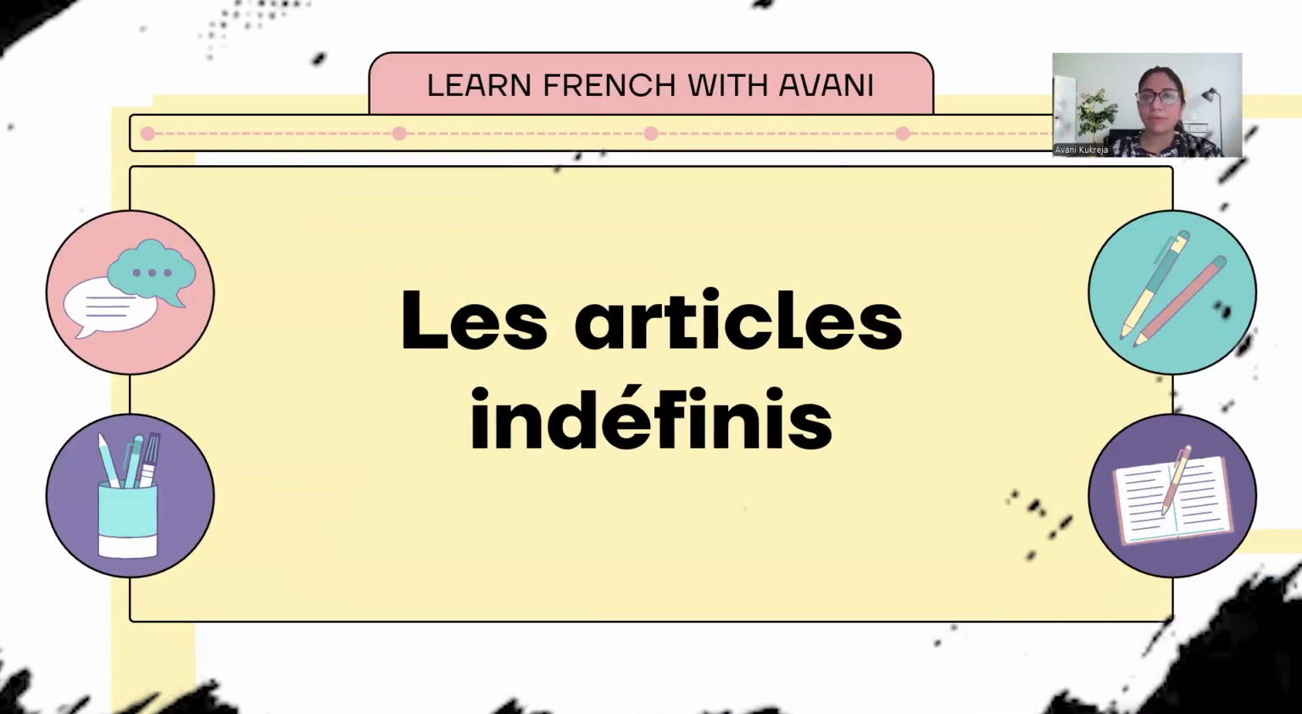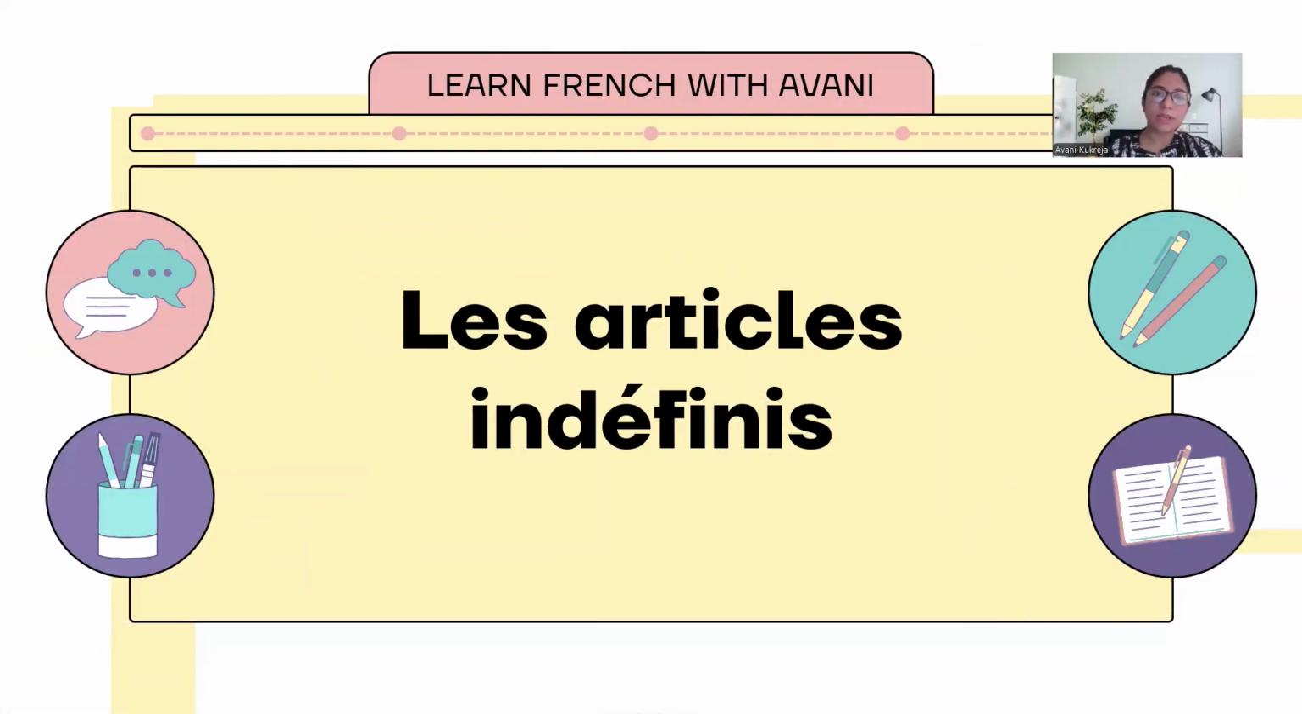So today, everyone, we're going to start with a new grammar topic, which is les articles indéfinis. Does anybody know what this is? What are the indefinite articles of English? Anyone? A and an. Correct. Then definite. Definite is the. Exactly. Very good. So the indefinite articles of English are a and an. The definite article of English is the. The is the only definite article.